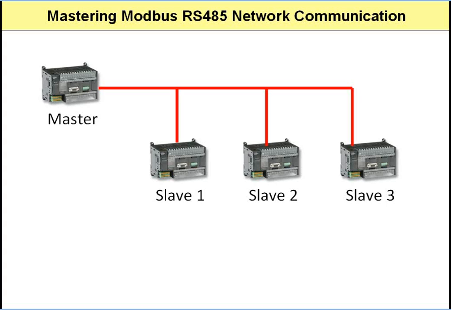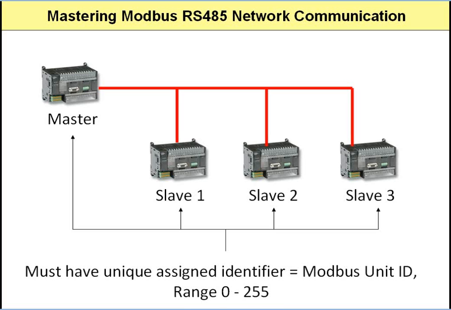Now, on networks of all different types, not only Modbus, it is necessary to be able to uniquely identify each device connected on that network. How this is done is that each device is given a unique number that acts as a numeric unique identifier. A Modbus network is no different. Every device on a Modbus network must have a unique number assigned to it, and that number acts as its address on the network. Each device on the network can therefore be uniquely identified by this number. In the case of Modbus, the unique identifier is a number ranging from 0 to 255, and is called the Modbus Unit ID of the device.